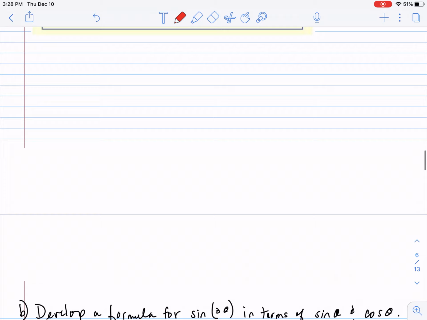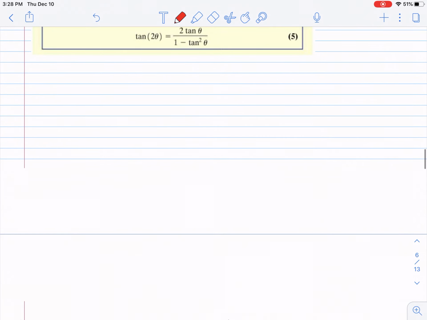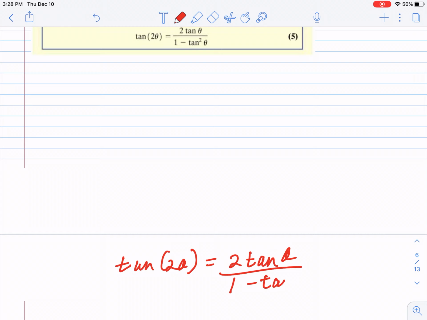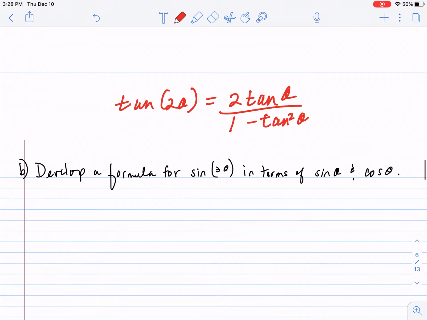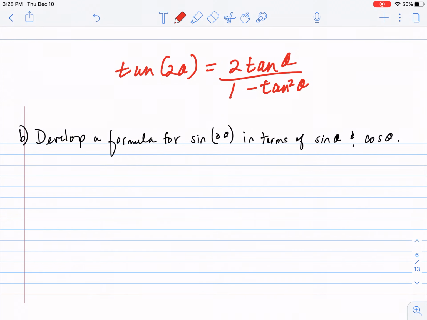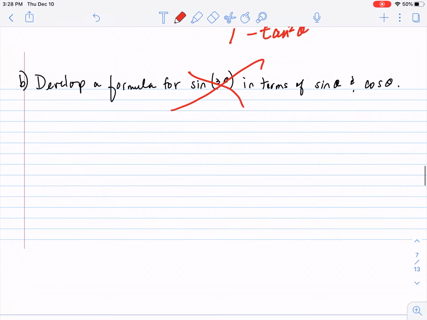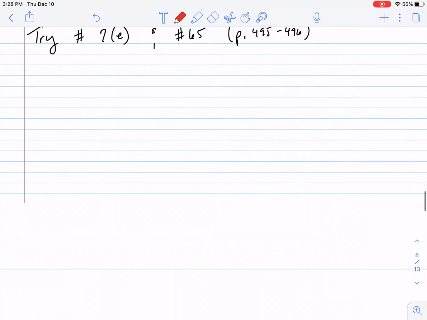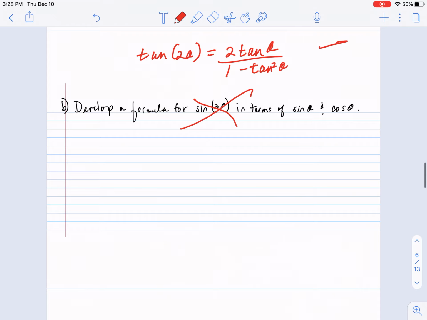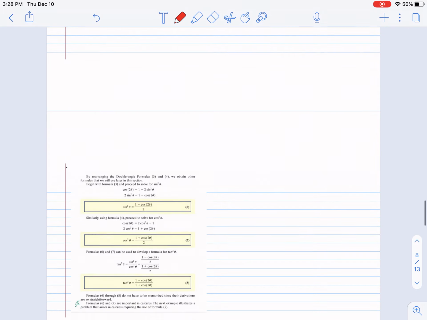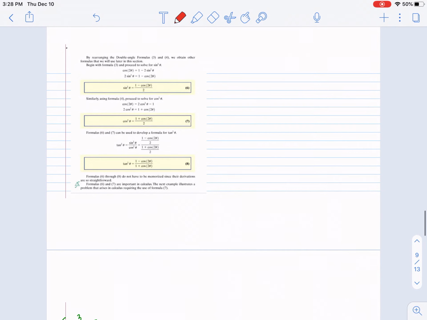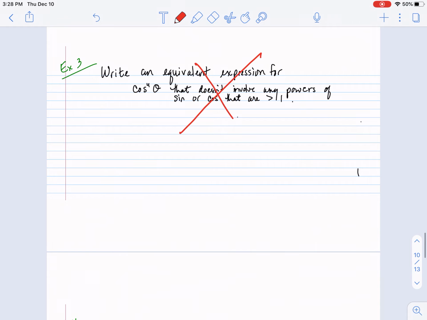All right, now using that formula, I'm going to rewrite it here. Tangent of 2 theta is equal to 2 tan theta. You guys, I know I'm going fast, but you can always slow down and rewind and all that good stuff. Okay, do I want to do this? Nah, I don't care about this. In all honesty, I don't care. I'm going to give you a couple problems in the homework to try the tangent. Give it a shot, okay? I'm going to move on.